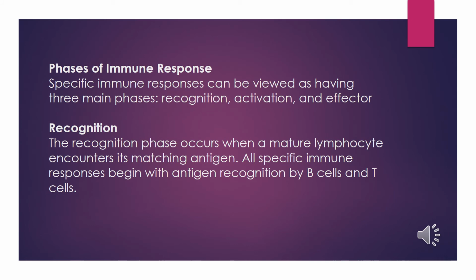Phases of immune response. Specific immune responses can be viewed as having 3 main phases: recognition, activation, and effector. Recognition. The recognition phase occurs when a mature lymphocyte encounters its matching antigen. Specific immune responses begin with antigen recognition by B cells and T cells.